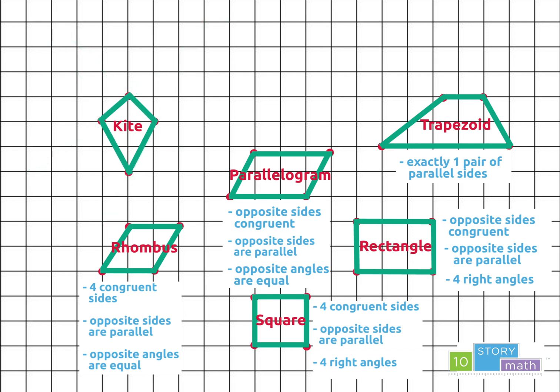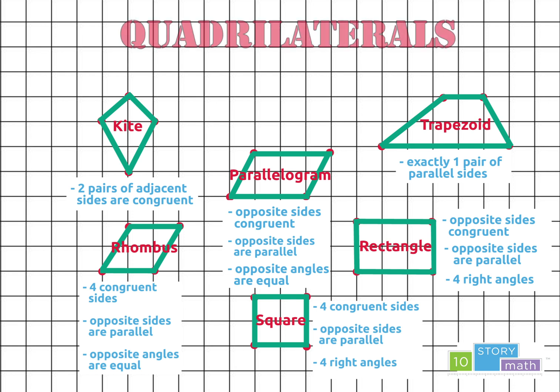To understand a kite, we need to look at the sides that are right next to each other. Those are called adjacent sides. And on a kite, 2 pairs of its adjacent sides are equal. And now you have the properties of 6 of the major types of quadrilaterals.